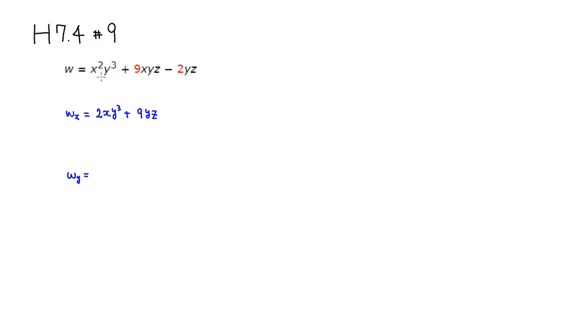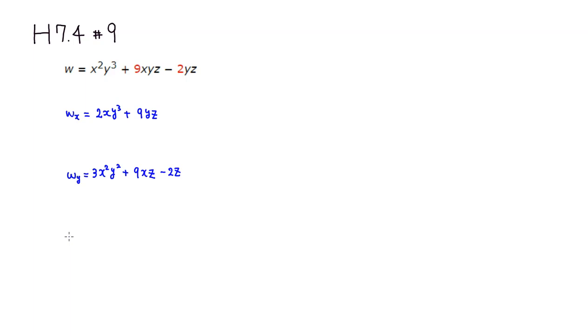Let's look at the partial with respect to y. Here x squared is just a constant, so put it there. The partial derivative of y cubed with respect to y is 3y squared. Here, the partial derivative of y is 1, and everything else is just a constant, so plus 9xz. And here, negative 2z is just a constant multiple, so negative 2z, and the partial derivative of y with respect to y is 1, so you just get that.